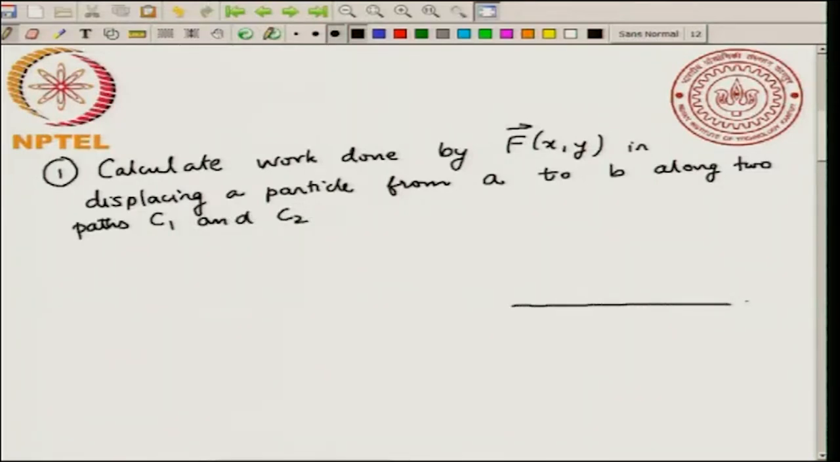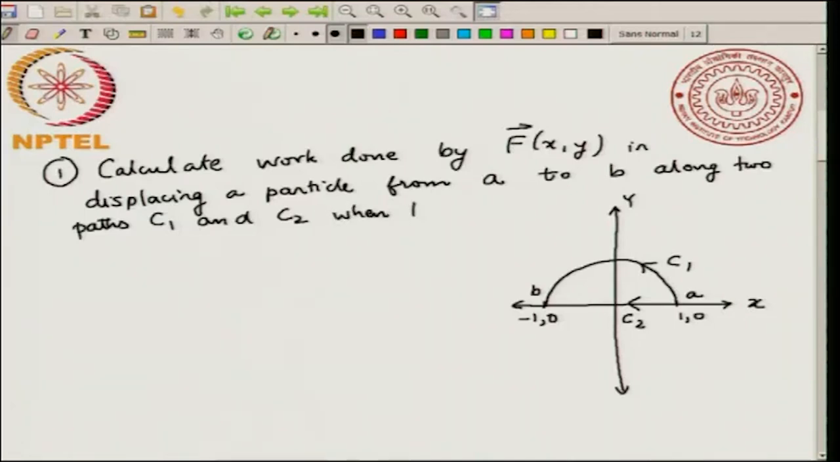So this is the x axis, this is the y axis, and you have a point (1, 0), and the point B is (-1, 0), and you have two paths going from A to B. The path C1 is this, and the path C2 goes right along the x axis from A to B. So this is point A, this is point B. What you have to do is to calculate the work done, and there are two forms of the force F of x y.